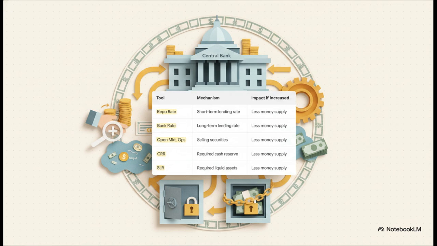This is basically the central bank buying or selling government bonds. When it sells them, it literally sucks cash right out of the financial system. And finally, you've got things like the CRR and SLR. These are just rules about how much cash banks have to keep on hand. If the central bank increases those requirements, banks have less money available to lend out. See the pattern? All these actions, when you turn them up, shrink the amount of money in the economy.